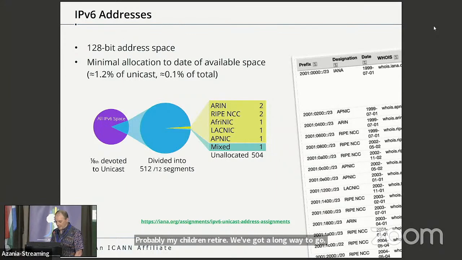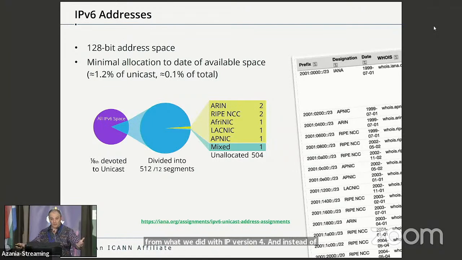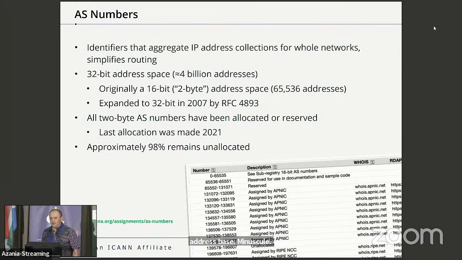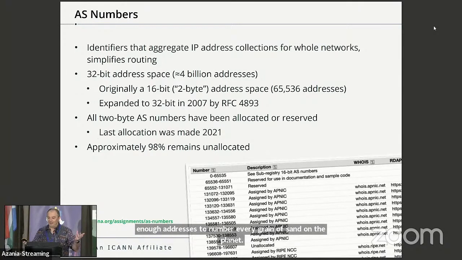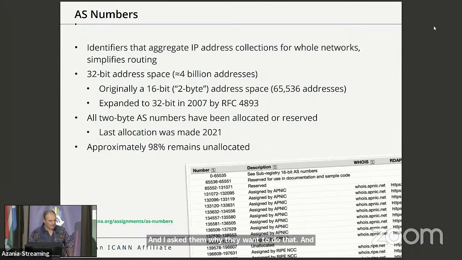It was designed that way. We actually learned something from what we did with IP version 4. And instead of giving out in large blocks, if you remember the beginning of V4 with A's, B's, and C's, we're giving out still very large blocks, but as a percentage of the address space, minuscule. Somebody told me once there is enough addresses to number every grain of sand on the planet. And I asked them why they'd want to do that. And apparently it was just like a metaphor or something.